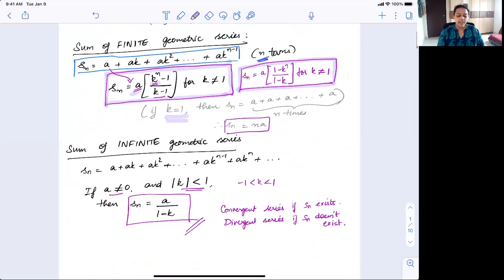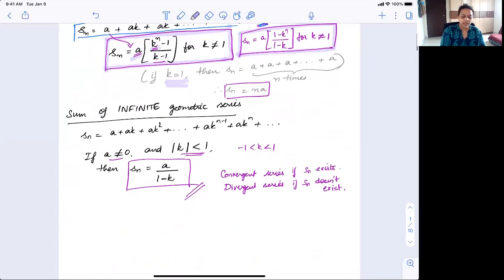Now, if we have an infinite geometric series where we have something like a plus ak plus ak squared and so on, but it keeps going on and on and on, there is no finite end in sight. So how do you calculate the sum of an infinite series? Well, we have a formula to calculate the sum in a specific case where the absolute value of k, the number by which you multiply to get the next number in the series, has to be less than 1. In that case, the sum of an infinite geometric series is defined and given by the formula a by 1 minus k.